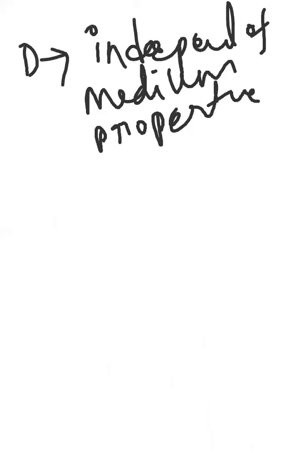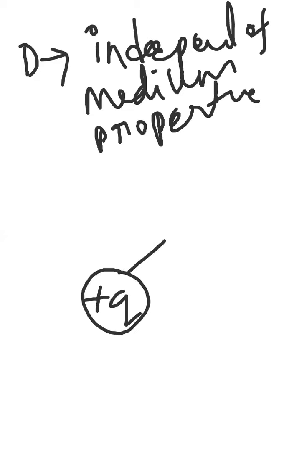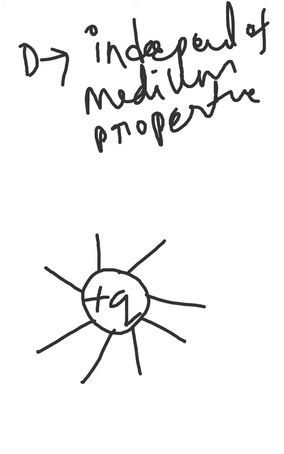What is the meaning of this? Say I have some plus Q charge. With the charge I can create some number of lines. How many lines have I put? Around 8 lines. With some amount of charge I have created some amount of electric field lines. Previously my medium was air. Now I am planning to put some other medium instead of air.